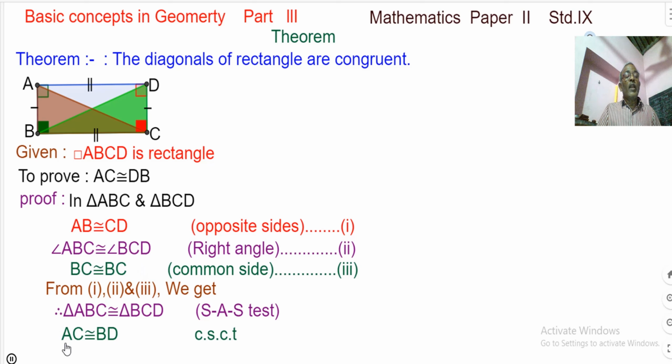So AC congruent BD. So CSCT means corresponding sides of congruent triangles. So our conclusion, the diagonals of the rectangle are congruent.